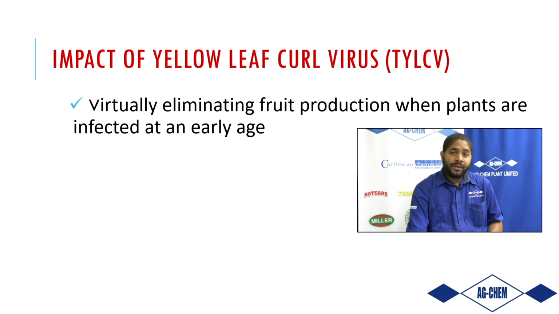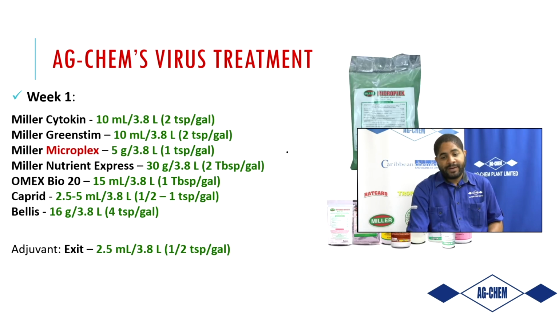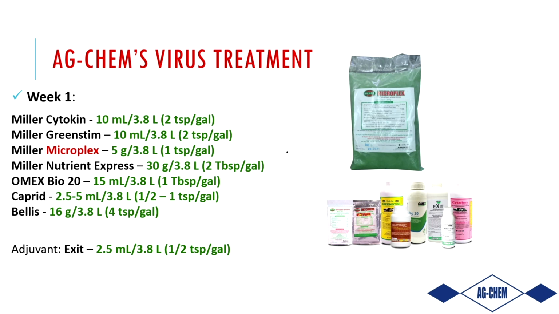Now, for this viral infection, likewise other viral infections such as your tobacco mosaic virus, your Gemini virus, etc., AgChem has developed over time, with the help of the other agronomists here, an overall virus treatment program that can be used by the farmer over a 4-week period, where you do these treatments in sequence.